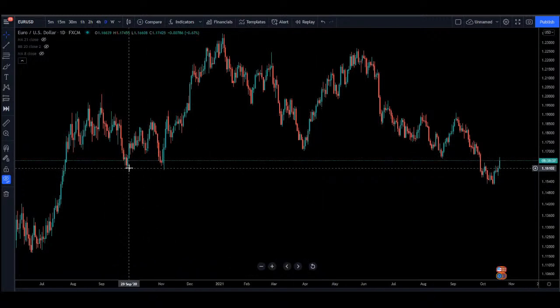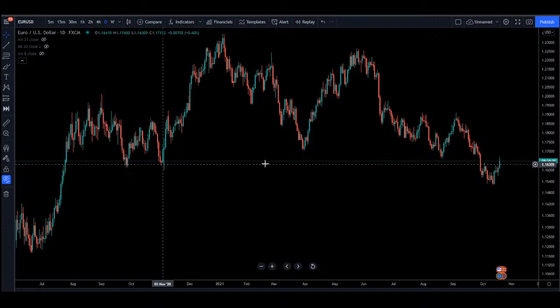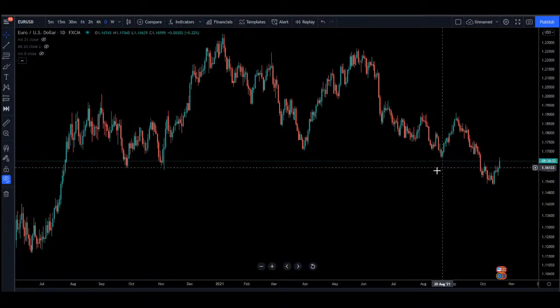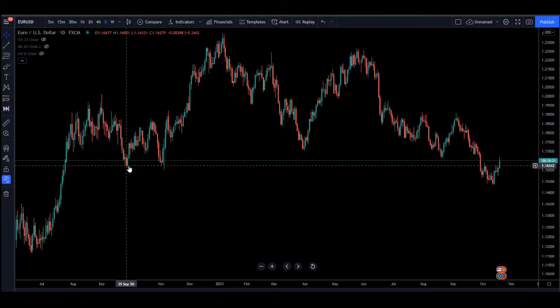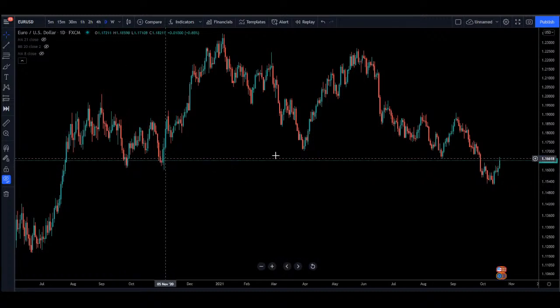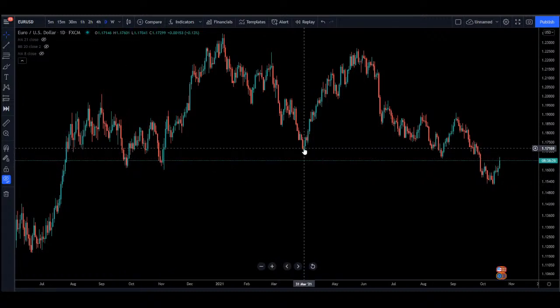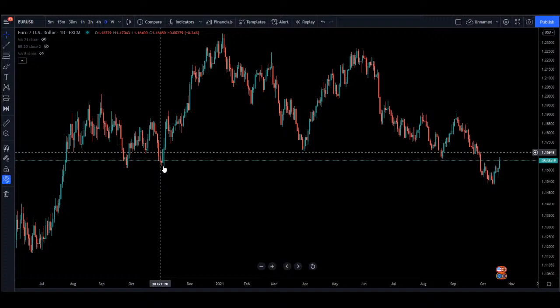How can I draw a key level? Just joining the pivot points, right? So what a pivot point is: this one is a pivot point, this one over here is a pivot point, this one over here is another pivot point, right? So it is not hard at all. You just have to join the pivot points.